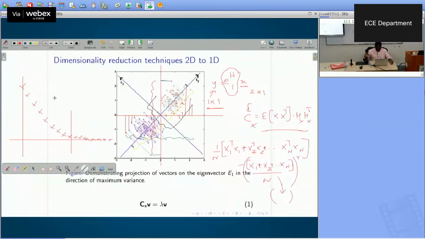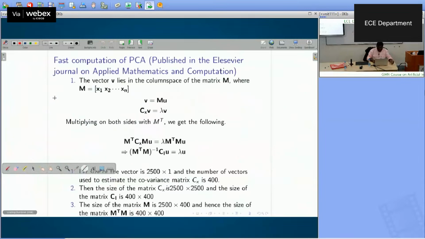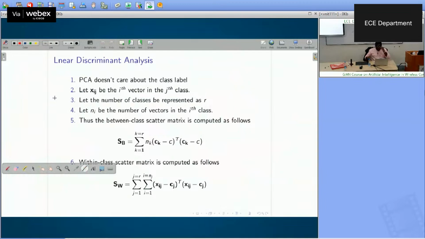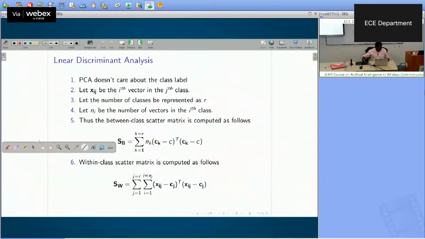Okay, fine. I hope this is clear for everyone. This is about PCA. This one I will come back to. Now we are going for the next topic. Any questions up to this?